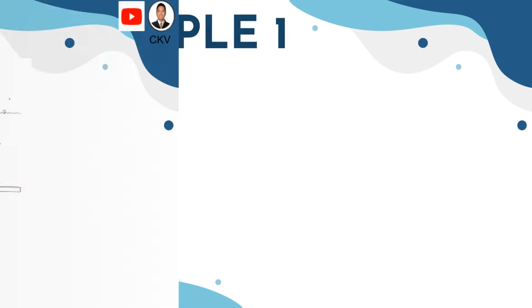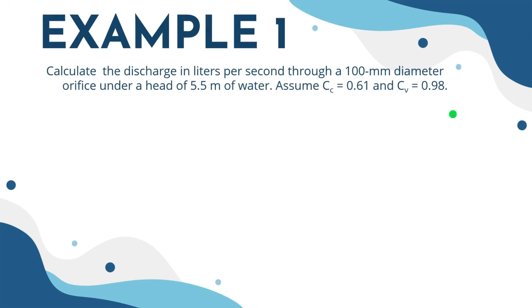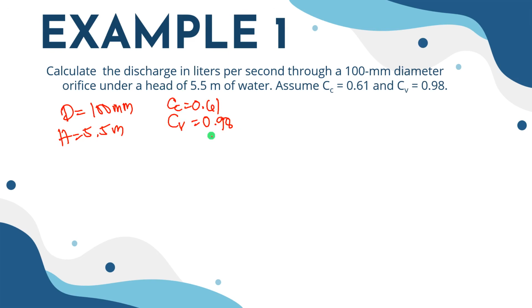Okay, so let's now solve some problems. Example number 1: we calculate the discharge in liters per second through a 100 mm diameter orifice. So our diameter for the orifice is 100 mm under a head of 5.5 meters of water. Assume the coefficient of contraction is 0.61 and the coefficient of velocity is 0.98.